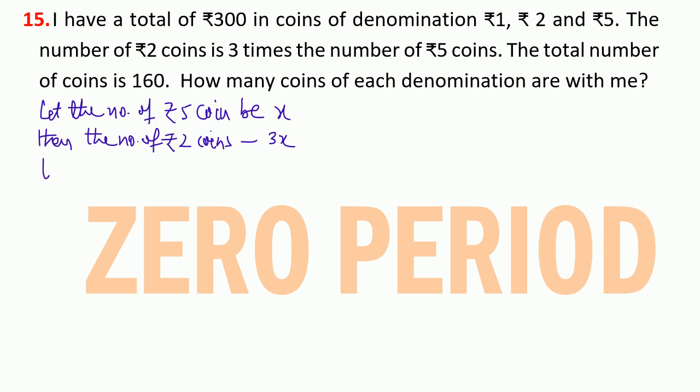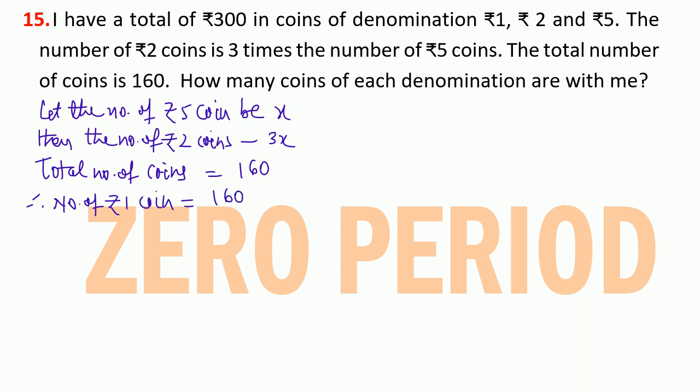The total number of coins is given as 160. So the number of 1 rupee coin is equal to 160, which is the total one, minus x plus 3x. These are the sum of rupees 5 coin and rupees 2 coin. So finally the number of 1 rupee coin is 160 minus 4x.